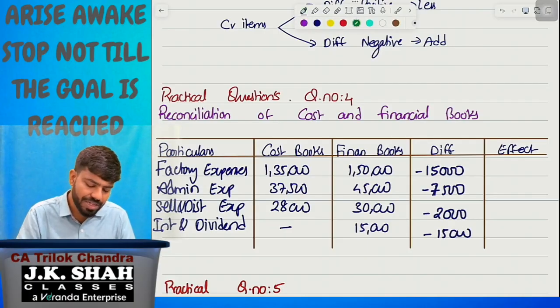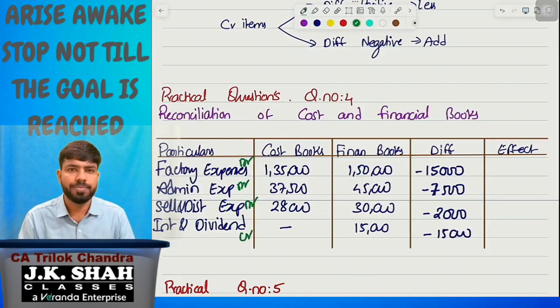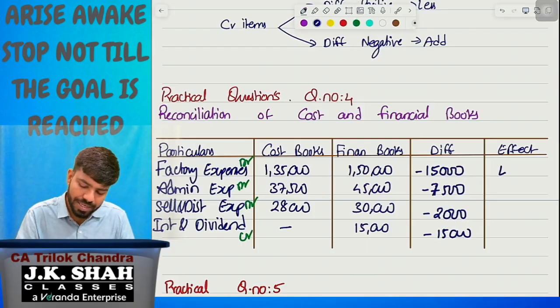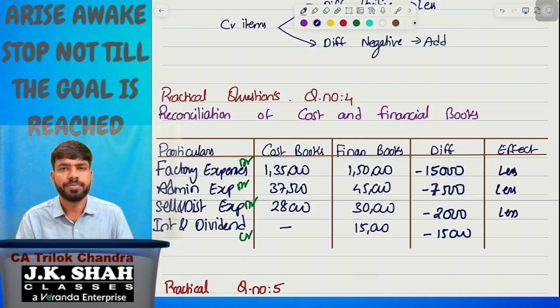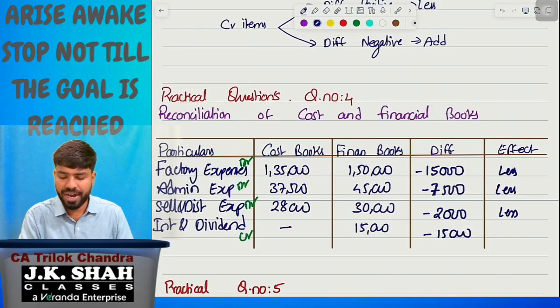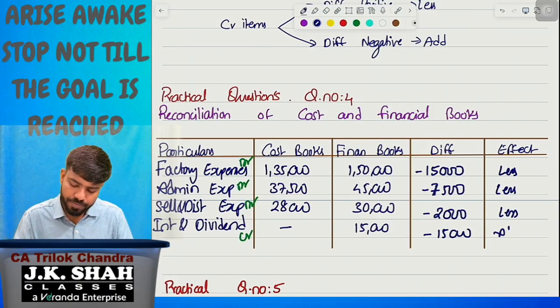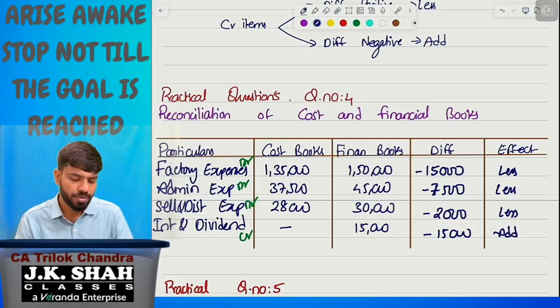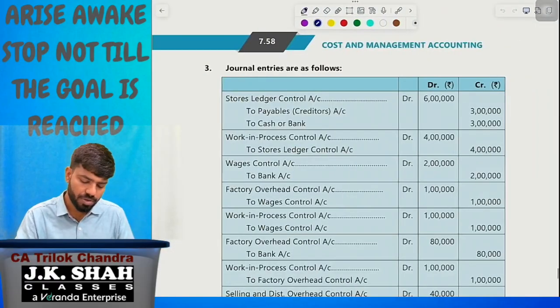Next, which is the debit and which is the credit? Debit, what is the rule? Positive add, negative less. So negative, less, negative, less, negative, less. Credit, what is the rule? Positive less, negative add. So negative, add. So one item to be added, three items to be reduced. Okay, look at here. Look at the cost sheet.